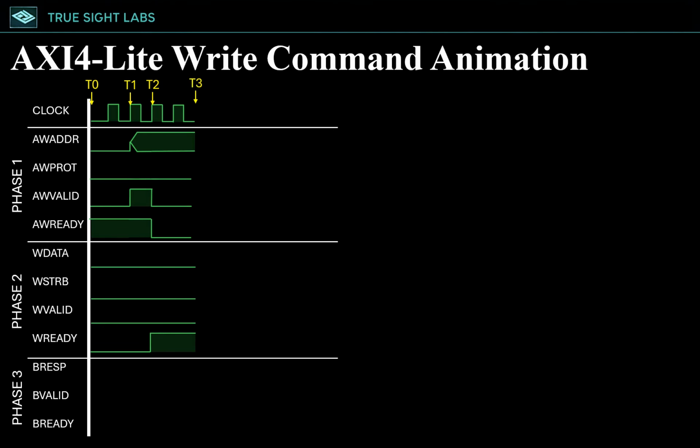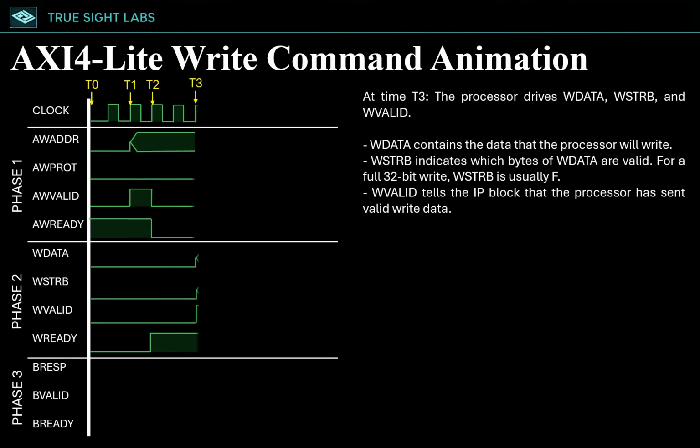At time t3, the processor drives W data, W strobe, and W valid. W data contains the data that the processor will write. W strobe indicates which bytes of W data are valid. For a full 32-bit word, W strobe is usually F. W valid tells the IP block that the processor has sent valid write data.